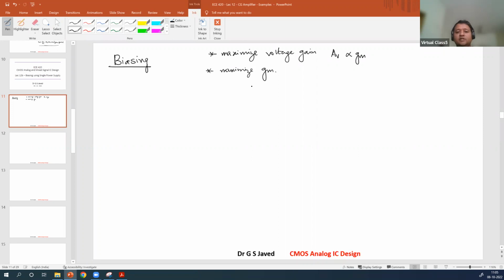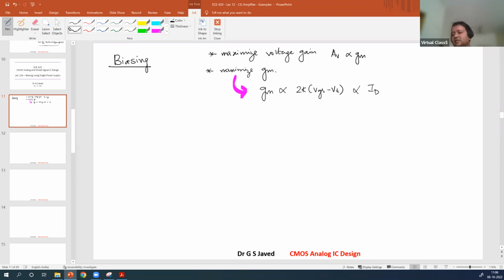Okay. Now the question is, how is transconductance connected to the biasing? The biasing will tell you that GM is directly proportional to 2K times (VGS minus VT). So depending on the VGS, you get it. And this is directly dependent on the drain current ID.